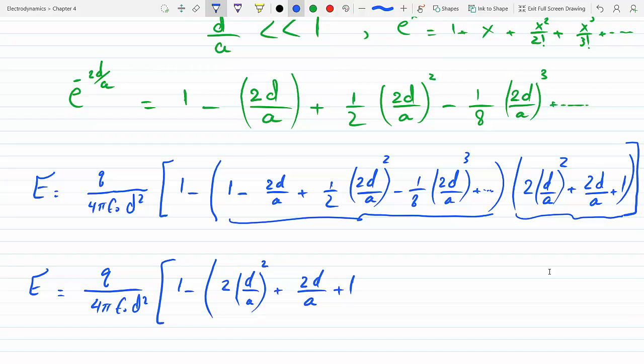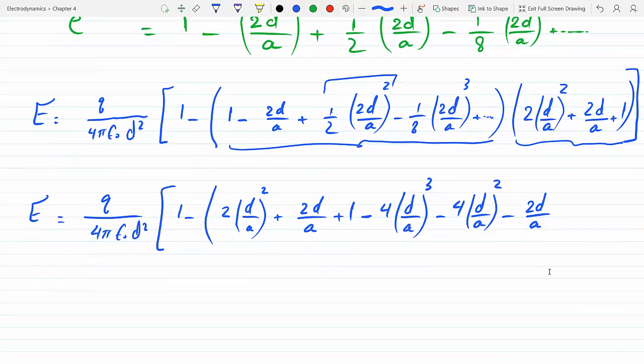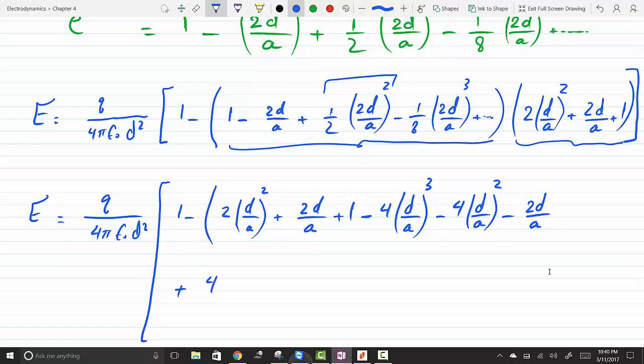Now I'm going to FOIL minus 2d over a, so I will get minus 4 d over a cubed, minus 4 d over a squared, minus 2d over a. Okay, so now I'm on this third term here. So let me continue here actually. Now I'm going to FOIL that, so 2 cancels the 2 and I get 4, so plus 2 squared is 4. This is going to be a fourth order, so I don't really care about that. So let's go to the third order.